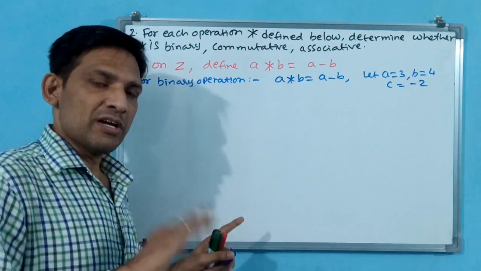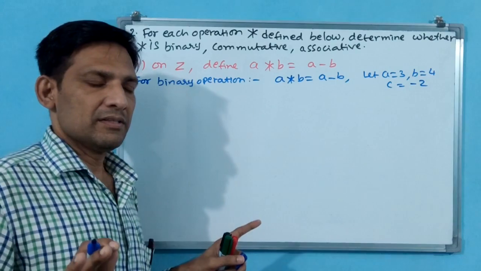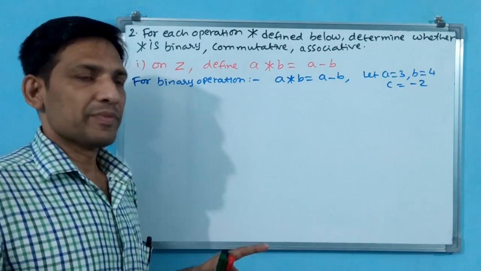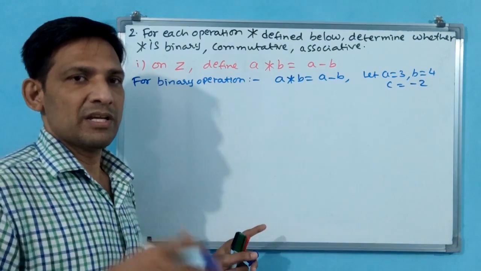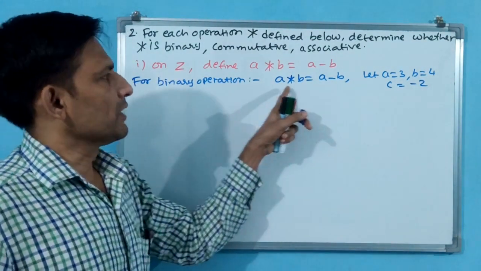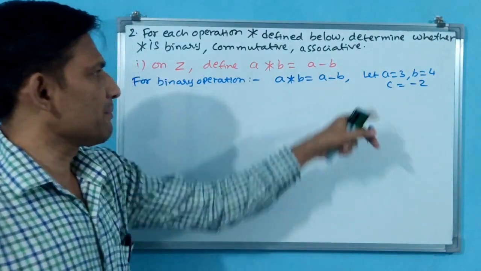For commutative, we need A star B and B star A. But for associative, we need A star B, then star C, and B star C. Then C is also required. Okay, now first let us finish this binary operation.